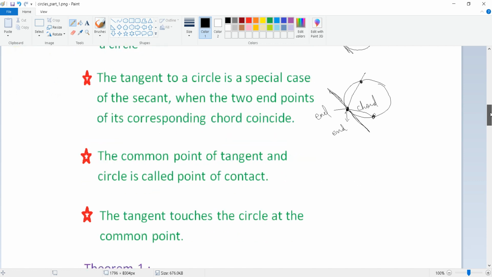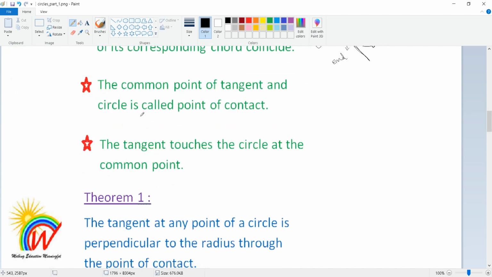Now coming to the next one, the common point of a tangent and circle is called the point of contact. So if you have a circle over here and a tangent over here, the point where the circle and the tangent intersect, this particular point is called the common point. Now this is our common point and this is called the point of contact.